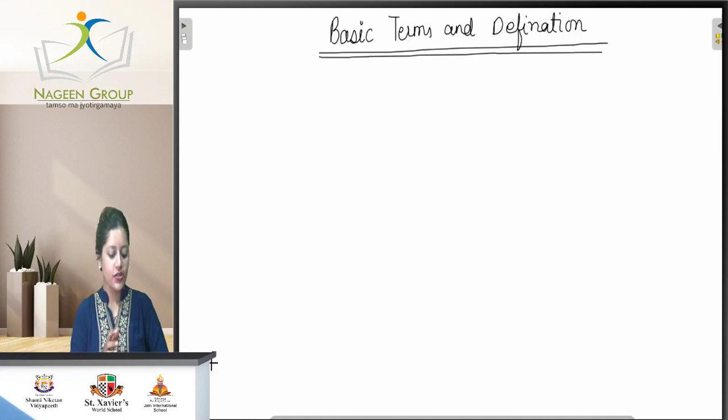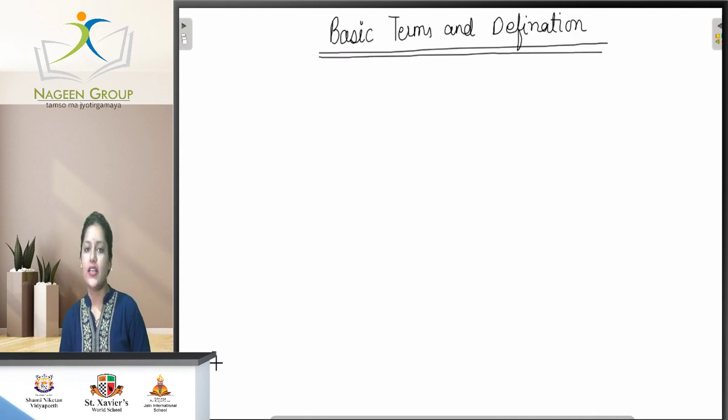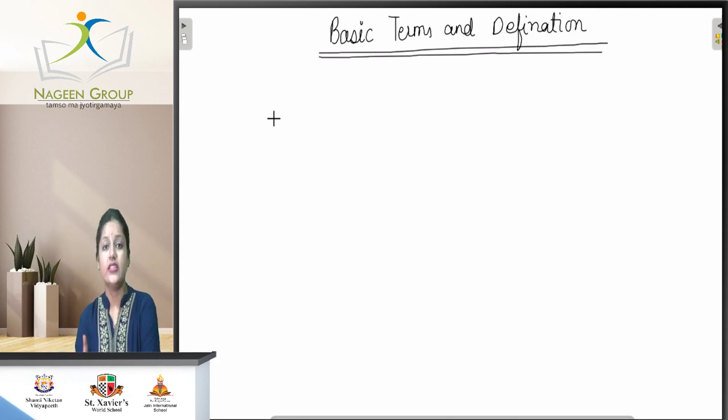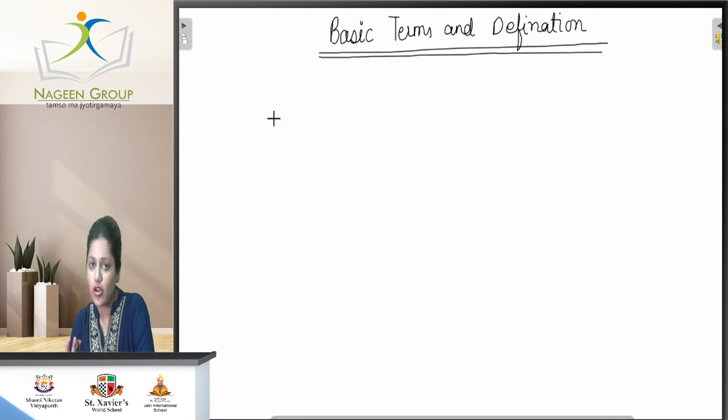Everyone. Today we have the second class of Chapter 6, that is Lines and Angles. In this second class we are going to learn about the basic terms and definitions related to this chapter. So let's get started. The first thing we have read is lines and angles; we have already taught it, and now this is our second class.